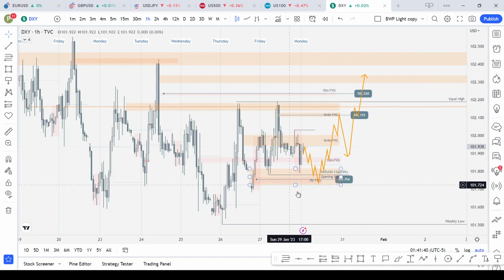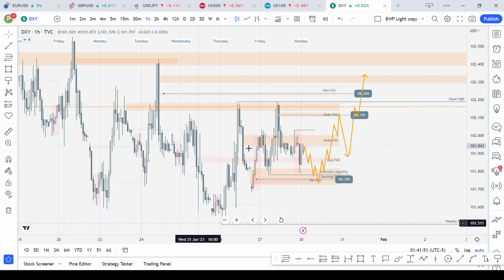This is what I would like to see: a drop below this equal low and then a rally to the upside. Obviously, if something changes, I'm going to post it on the Telegram channel. My daily analysis, my daily view as the market is painting, I will always drop it on the Telegram channel. So do well to join if you are not on the channel.